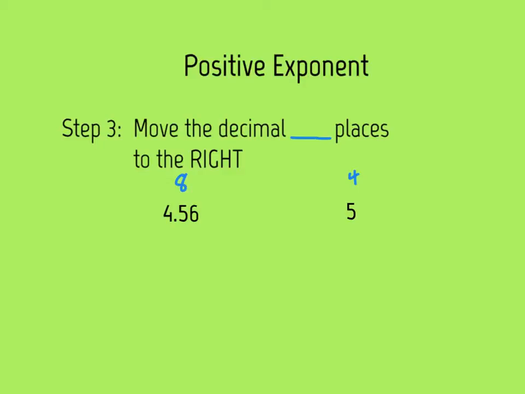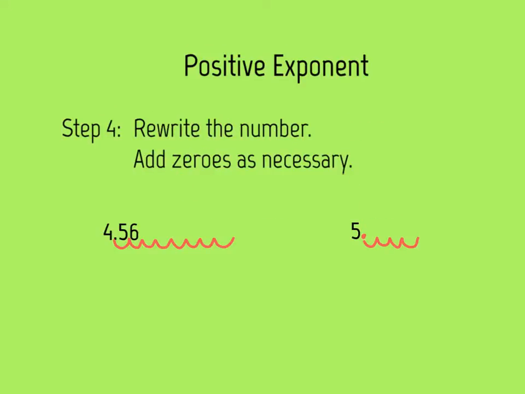For step 3, we are going to move our decimal however many places the exponent was to the right. So you see I've written the numbers here for reference. I'm just going to start at my decimal point, and we're going to count 8 to the right. 1, 2, 3, 4, 5, 6, 7, 8. Now you may have some empty spaces like this. I will show you what to do in the next step. For this one, remember the decimal point is right here. So we're going to go 4. 1, 2, 3, 4.